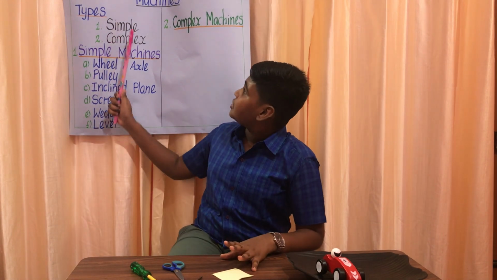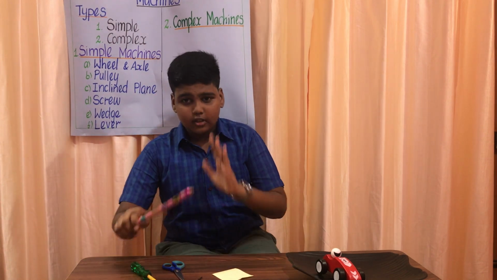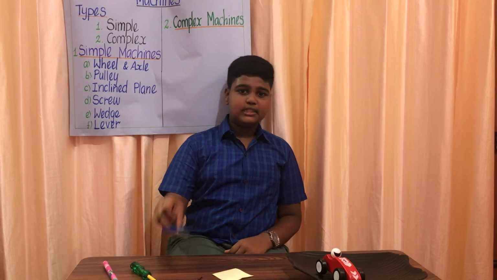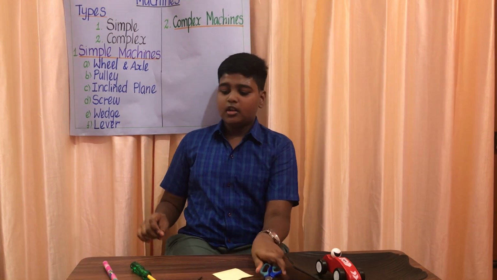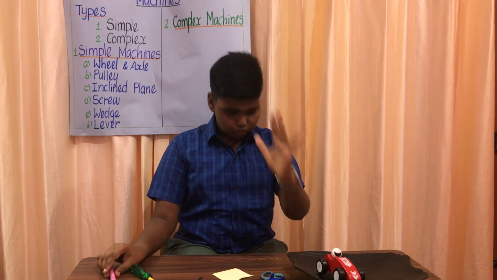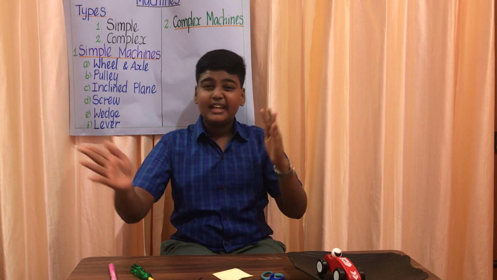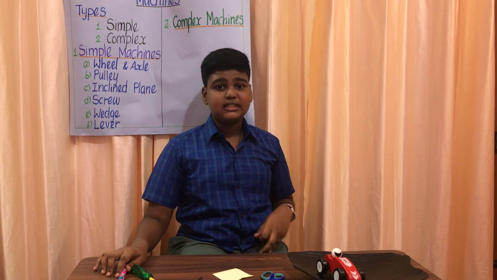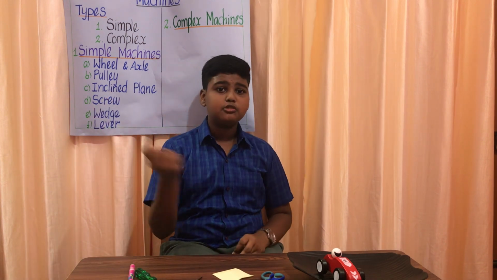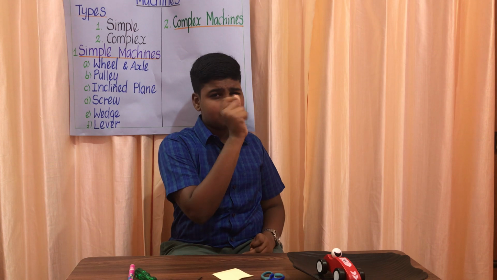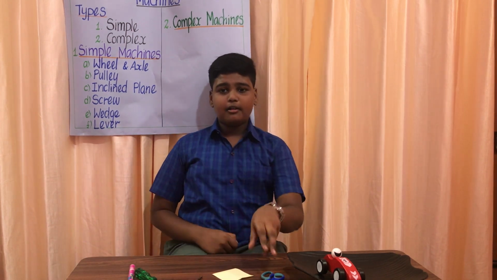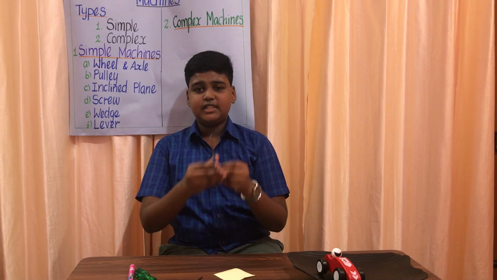Okay. Now we will go to complex machines. A complex machine is just the opposite of a simple machine. For example, this scissor. I will explain about this later. So first we will learn the definition of the complex machine. A complex machine is made up of many simple machines. A simple machine takes a lot of time to do a work, but a complex machine can do it within a little time with less effort. So an example of a complex machine is scissors.